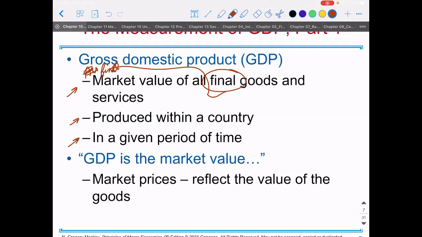It's going to be counting whatever's produced in that country, regardless of that person's citizenship or nationality. We just count what's made within this country, and we typically do it over a period of time, most of the time a year.